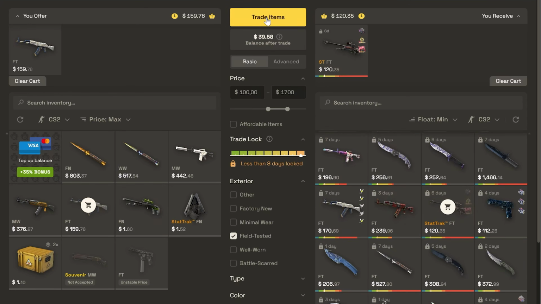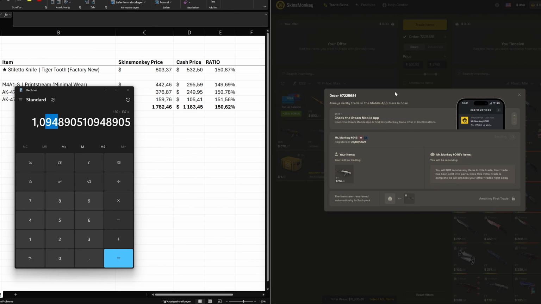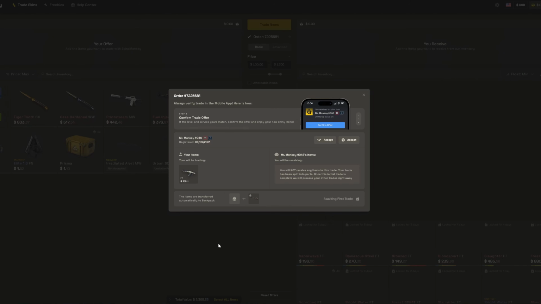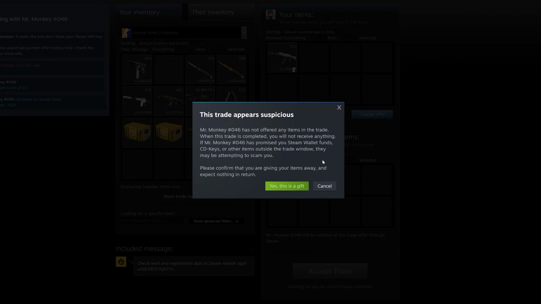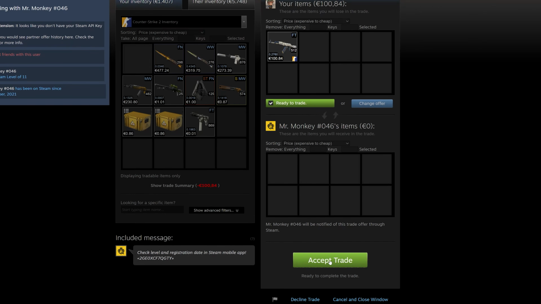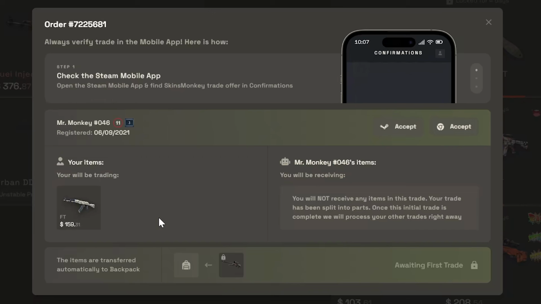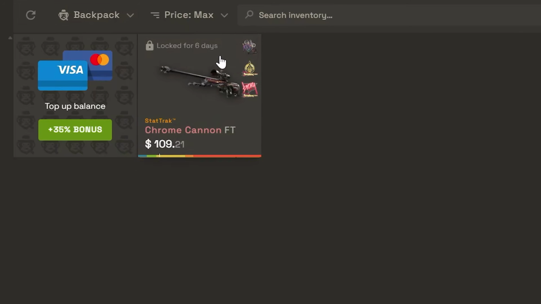That's really good. So it is trade locked. It will take a little bit longer, but thank you, Mr. SKINSMONKEY. With my $5 bonus, this would even be a better one. So let's just do the trade live, shall we? Yeah, always check for API scams, guys. Oh, wrong link. Looks good. Trade is confirmed. Bye bye, Mr. Inheritance. And traded. So boom, there we have a low float chrome cannon.